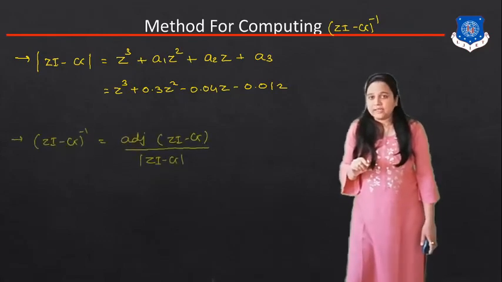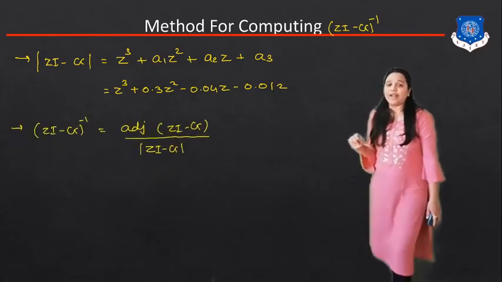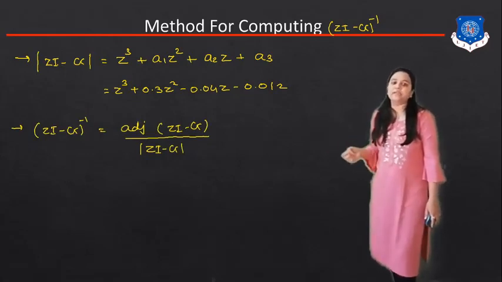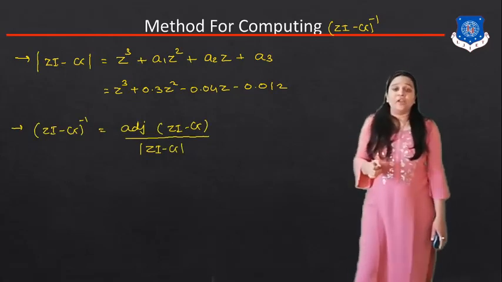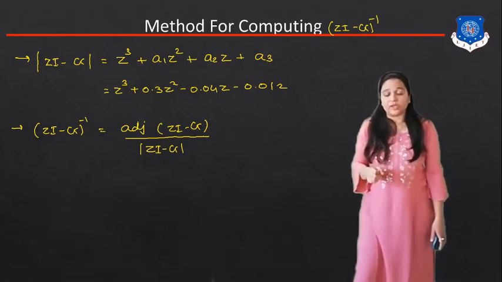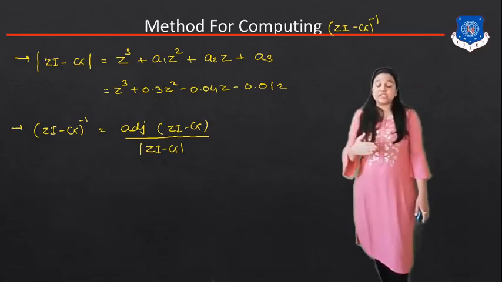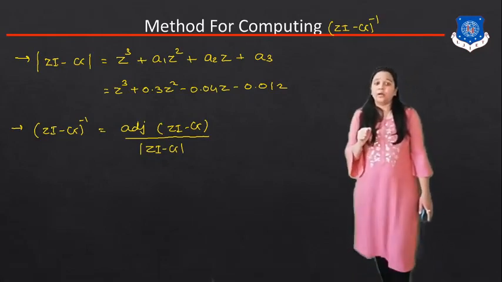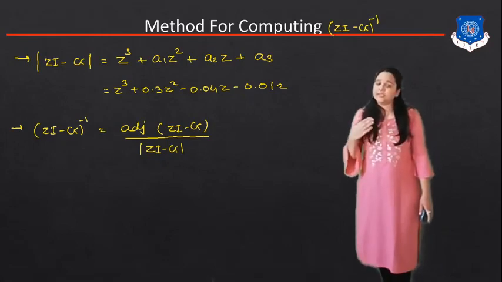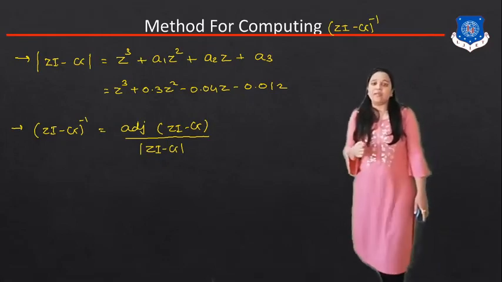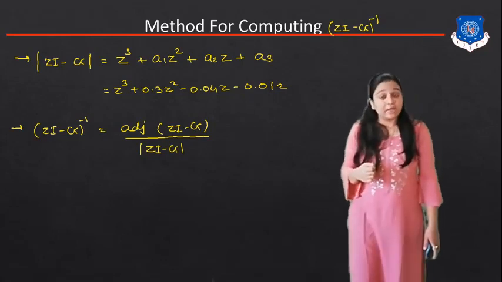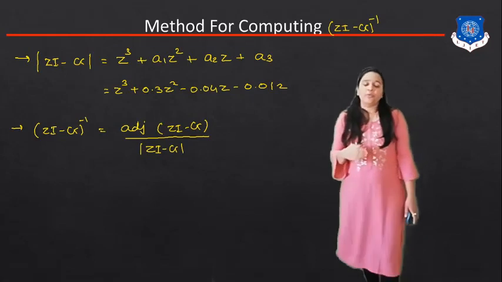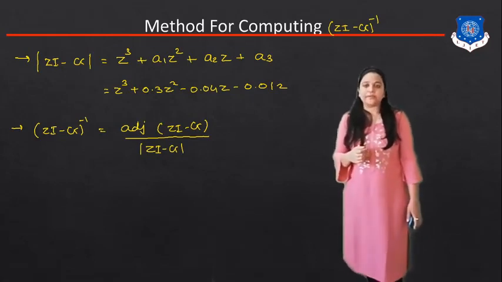Okay, now the last step is put the value of adjoint of zI minus Z and mode of zI minus Z in this equation. We can get the value of zI minus Z inverse. So whenever we deal with the state space analysis in the discrete domain, it is compulsory to find the value of zI minus Z inverse. And whenever we deal with zI minus Z inverse, we can find the value of adjoint and the mode of zI minus Z. Clear?